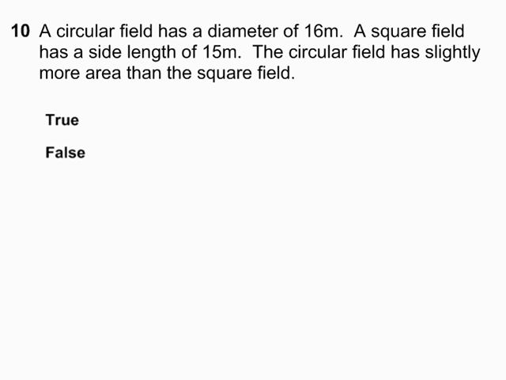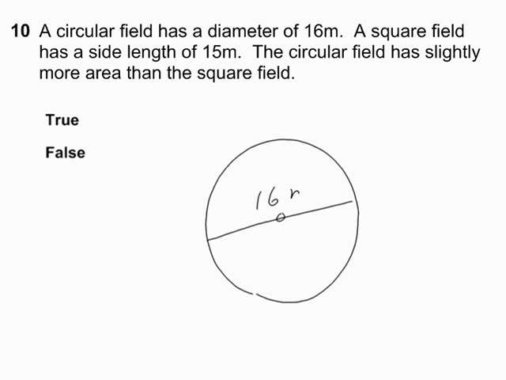And the last true false says a circular field has a diameter of 16 meters. A square field, which I'll draw poorly over here, has a side length of 15 meters. The circular field has slightly more area than the square field. Well, let's check this out. What is the area of this?